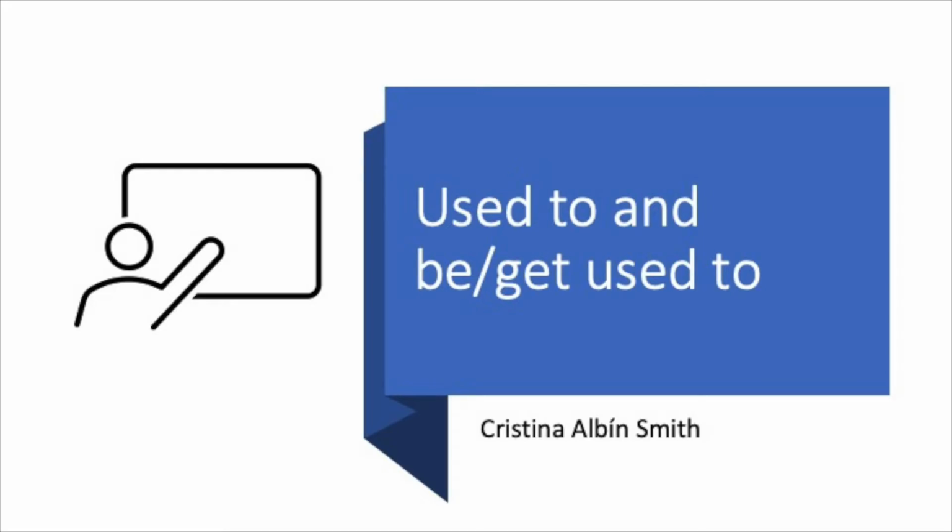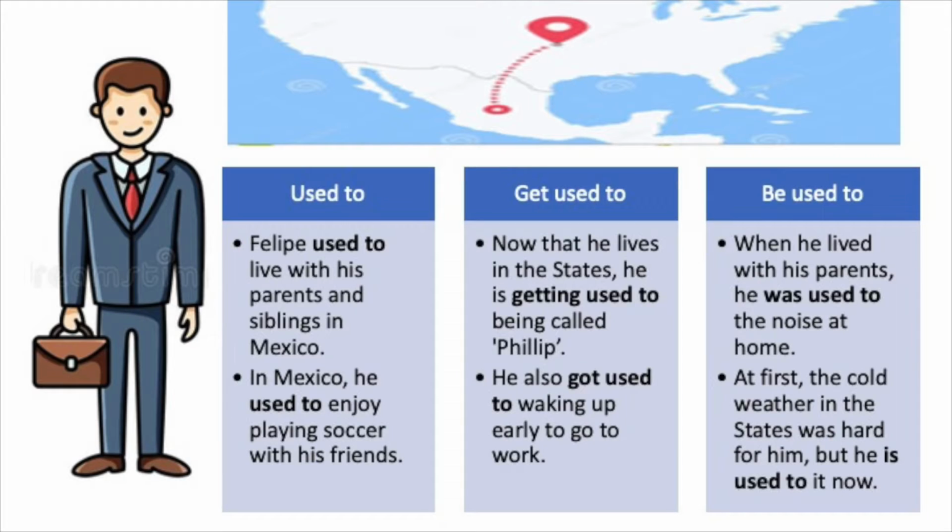Today we're gonna be talking about used to or get used to. But first, story time. I'd like to introduce you to Felipe. Felipe used to live with his parents and siblings in Mexico, but now he lives in the States. In Mexico, he used to enjoy playing soccer with his friends. Now that he lives in the States, he's getting used to being called Philip.